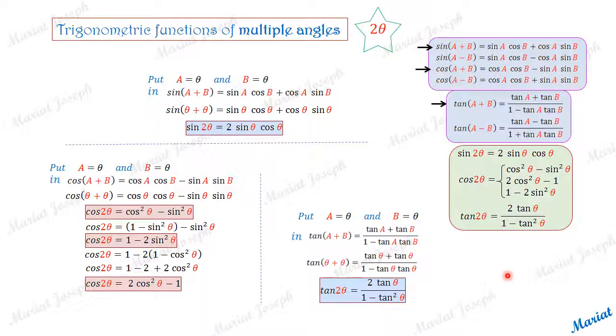So we got another set of formulae, multiple angles. 2 theta, double of angle theta, its trigonometric function values are written in terms of the original angle theta. Sin 2 theta is 2 sin theta cos theta. Cos 2 theta, either of these three formulae, depends on the occasion. We use any of these three for cos 2 theta. And tan 2 theta is 2 tan theta upon 1 minus tan square theta.